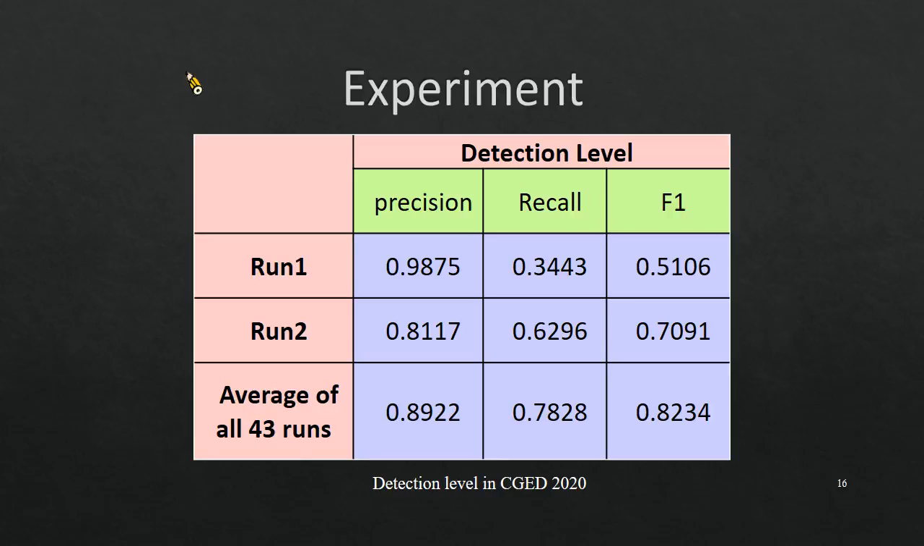Our round one also gives good precision at the detection level, which reached 0.98. This is among the highest. But our system gives up on recall. Our recall is not very high, so the result of the F1 measure is also not very high.